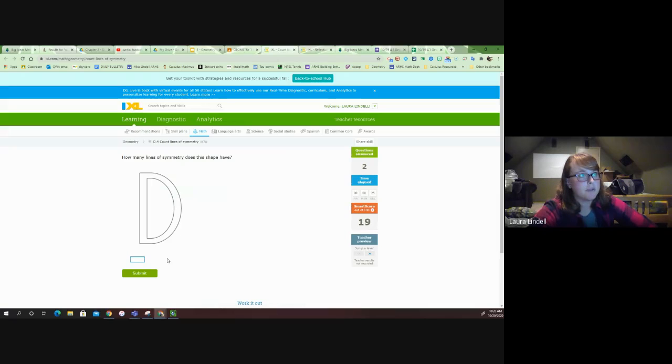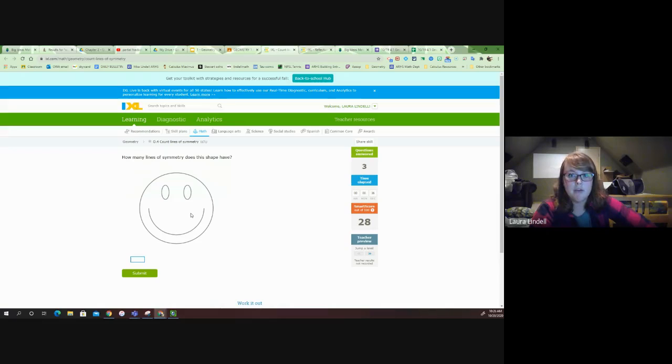How many lines of symmetry does this one have? Also 1. So for all of those, it's going to be asking you how many lines of symmetry does the shape have? And you're going to put down how many you think it has.